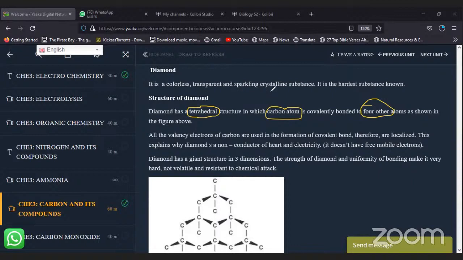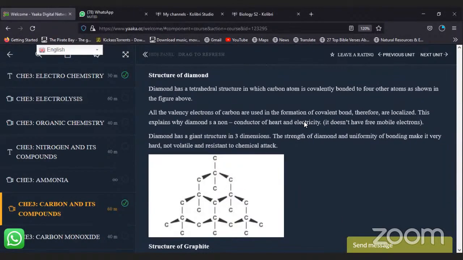Let's see. Okay, Hope said no. Hope, you are 100% correct. So diamond has no free electron. Therefore, it cannot conduct electricity. All its electrons, since carbon has valence 4, are used in the bonding. Okay, good job. All right.